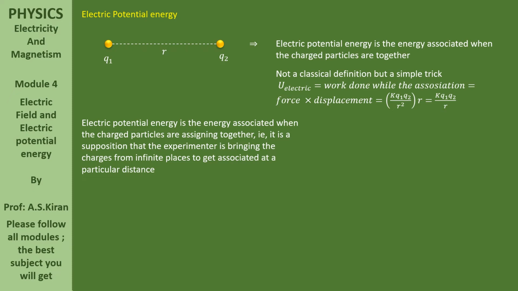Let us read it now. Electric potential energy is the energy associated when the charged particles are assigned together. That is, it is a supposition that the experimenter is bringing the charges from infinite places to get associated at a particular distance. Where from the charges? From infinite places. But the experimenter is bringing those two charges associated.